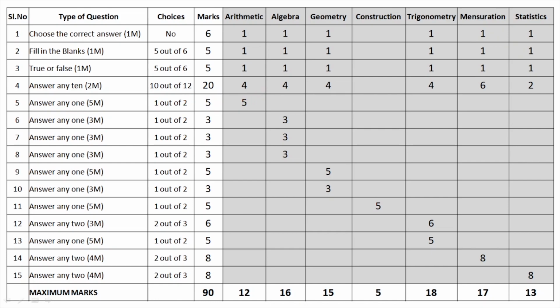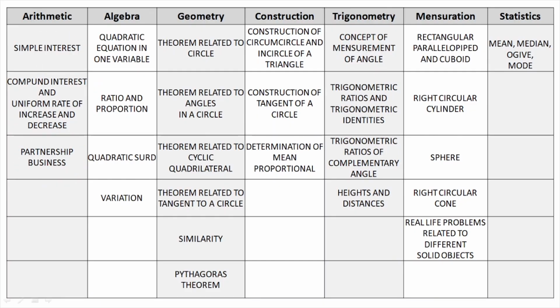Okay, so next, question number 6, it will be of 3 marks, and there will again be 2 questions and you have to answer one. So that will be from algebra. Question number 6 will be from algebra, where there will be 2 questions and you have to answer one. So let us see the chapters that are involved.